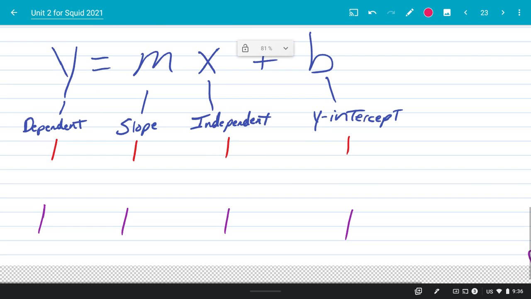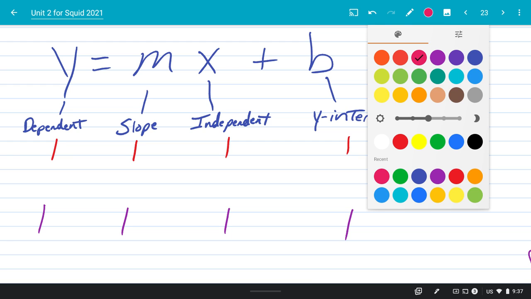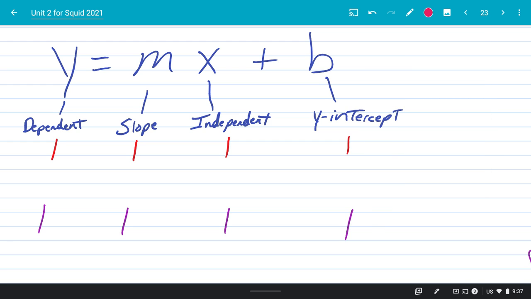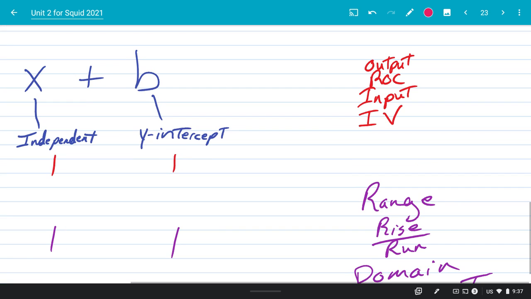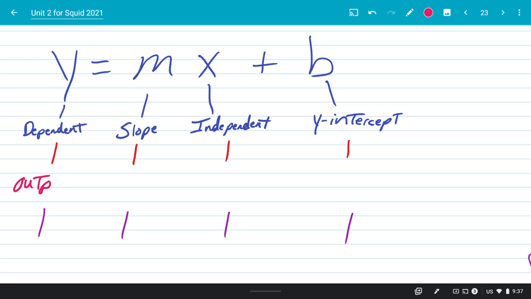So one more time. Here is our slope intercept form. It's our favorite form. The y-axis, y variable can be called the dependent variable. It can be called the output. I want you to copy this down. Make sure you get this copied down. M is the slope or the rate of change. X is the independent variable or the input. B is the y-intercept or the initial value.